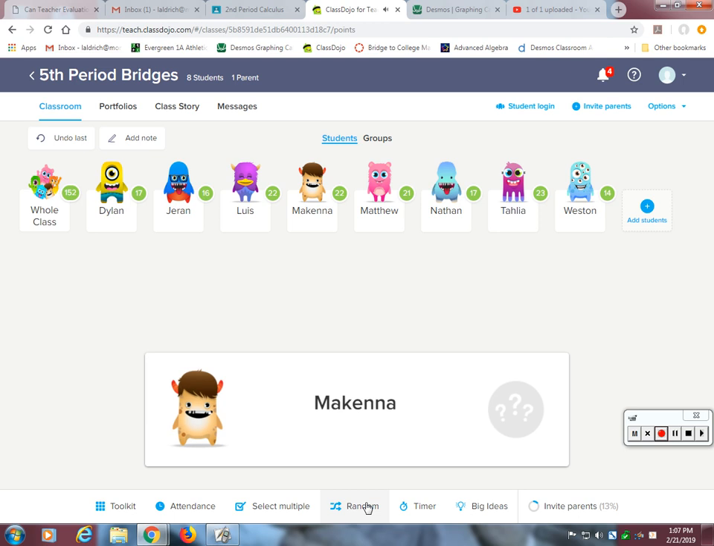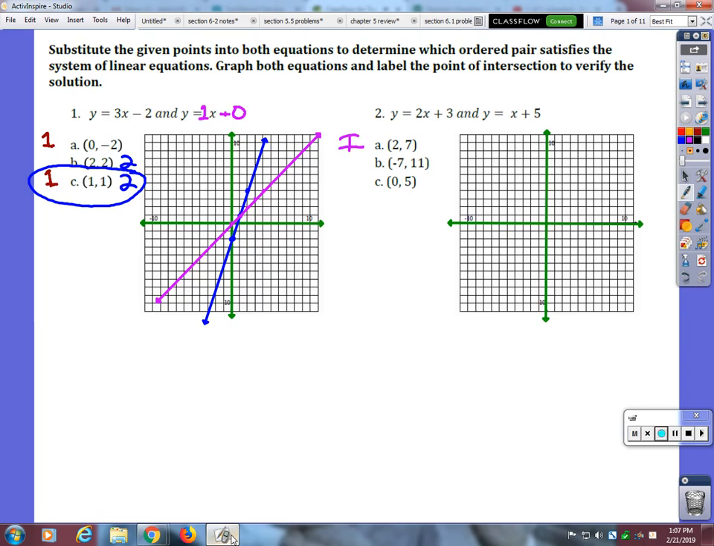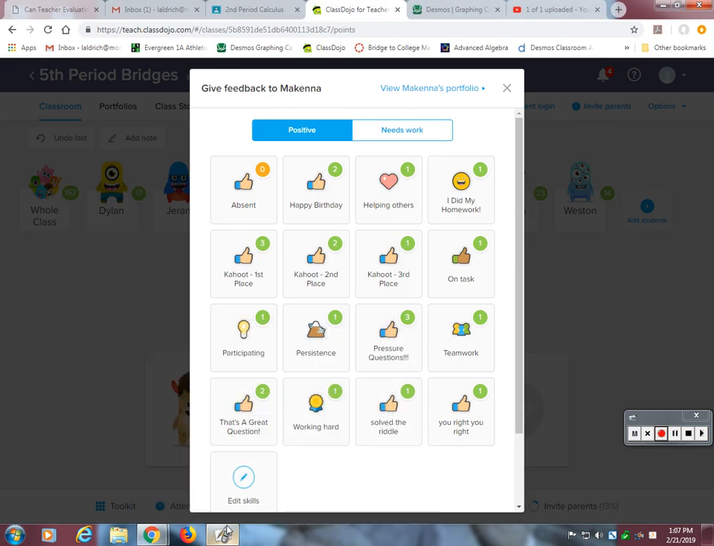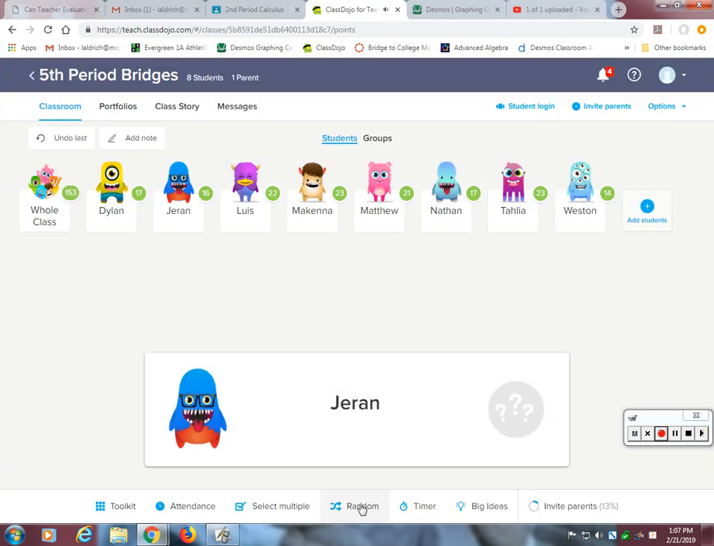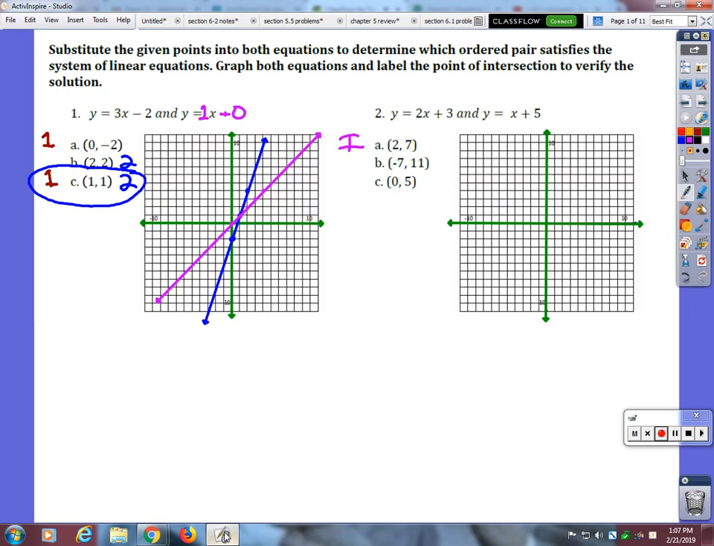Okay, how about 0, 5, McKenna? No. So that's the only one that works for this equation, so hopefully that works for this one also. Does 2, 7 work for the other equation also, Nathan? Yes. 5 plus 2 is indeed 7, so that works for equation 1 and equation 2. So this is the ordered pair that satisfies the system of linear equations.